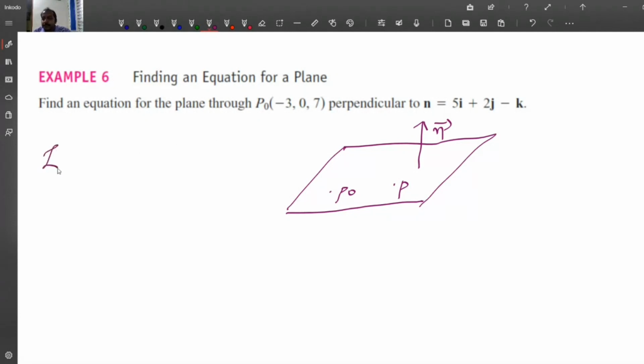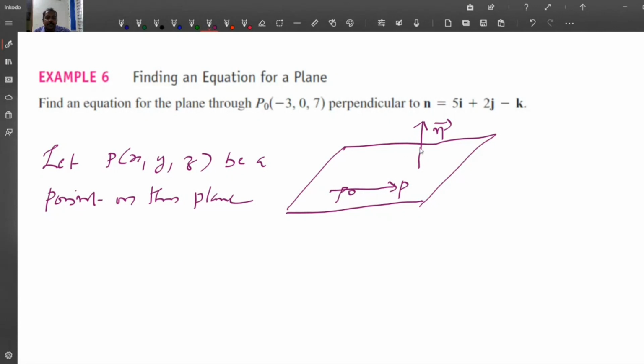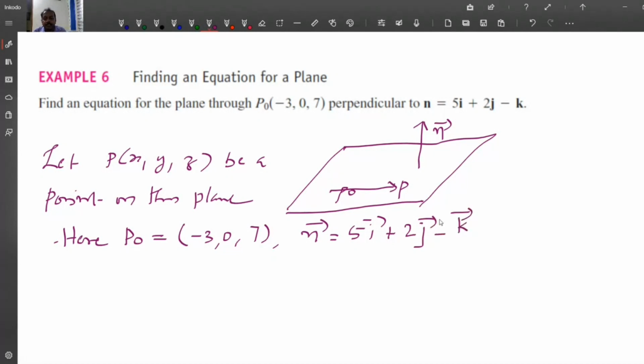So let p, x, y, z be a general point on the plane, and you know this vector p naught p is orthogonal to n, and so here p naught is minus 3, 0, 7 and n is 5i plus 2j minus k.